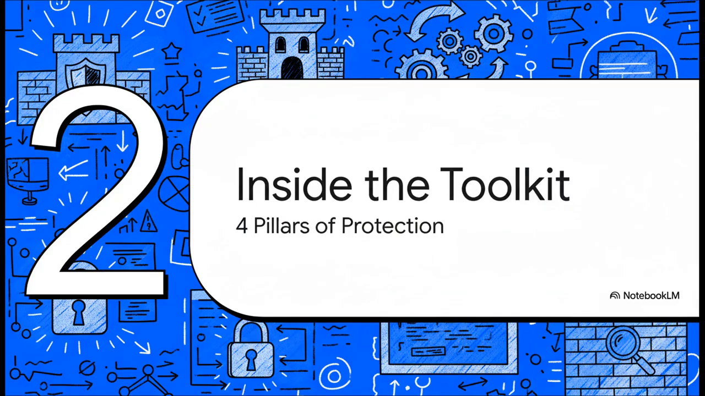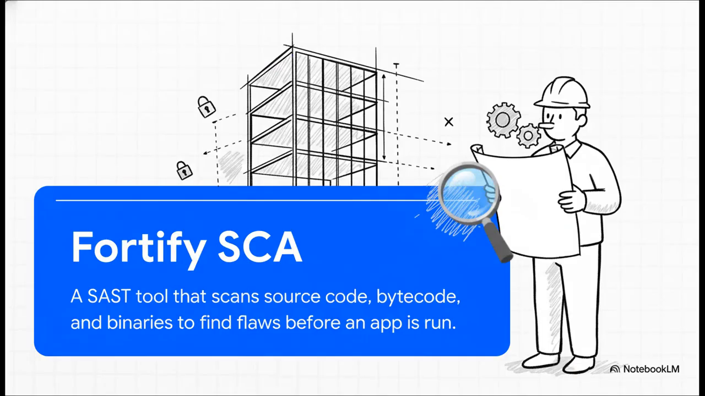So how does Fortify actually deliver on that big promise? Well, it's all built on 4 key pillars of protection. Let's break down each one so we can see how they work together to create a full security picture. First up, we've got Fortify SCA, which stands for Static Code Analyzer. This is what's known as a SAST tool, or Static Application Security Testing. My favorite analogy for this is an architect who's meticulously checking the blueprints of a building for any structural weaknesses before a single brick is ever laid. That's what SCA does. It scans the raw source code, the very blueprint of your software, for potential security flaws.